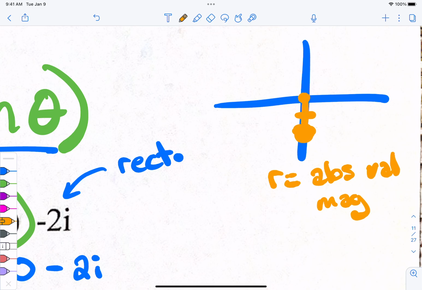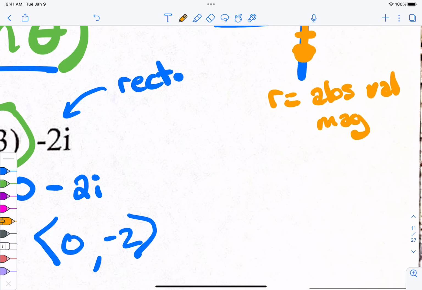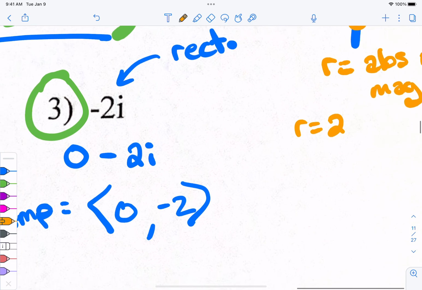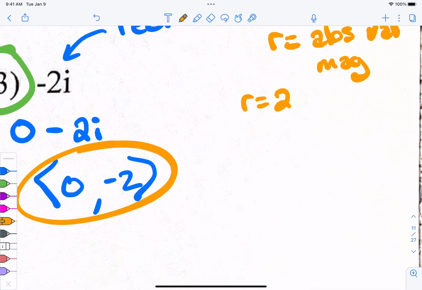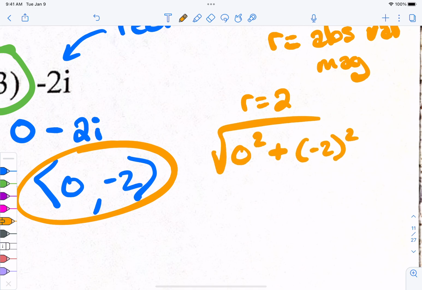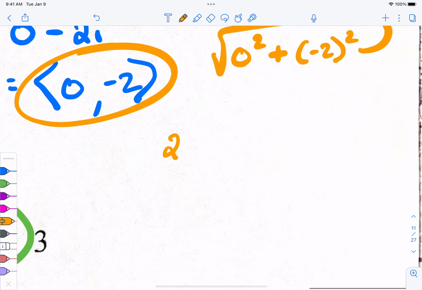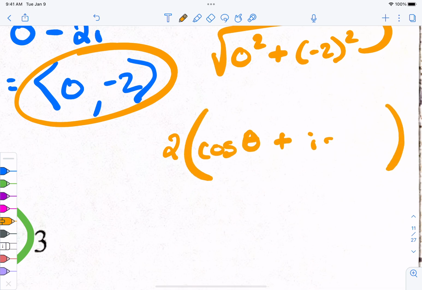Okay, so what's the magnitude? It would actually just be 2, because magnitude is distance and it's only going to be positive, so our R value would just be 2. Now, you can see that from the component form. We take a squared plus b squared, so 0 squared plus negative 2 squared, and I take the square root of that, which ends up being 2, right? So that checks out, okay? My R value is 2 because it's only 2 units. So I have 2, and then cosine of theta plus I sine of theta.